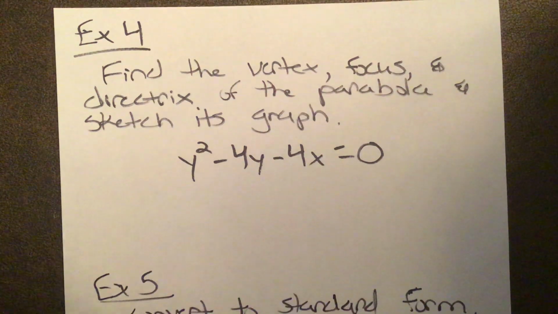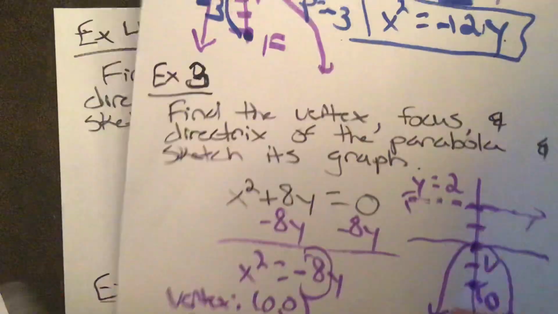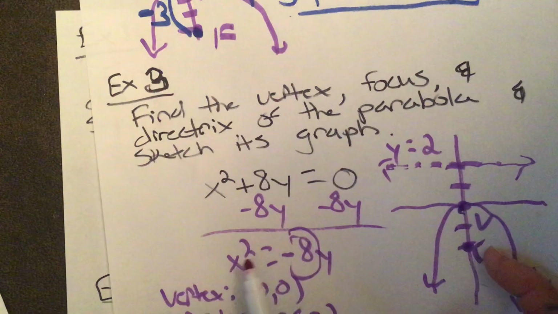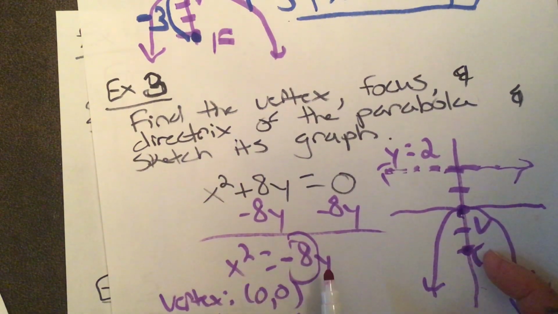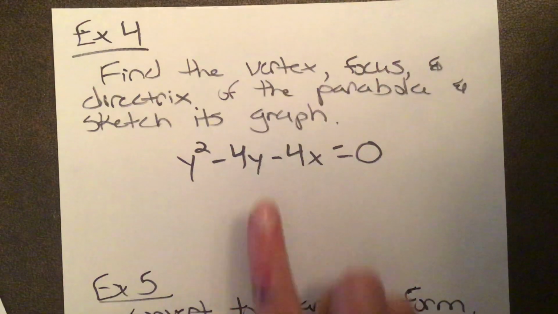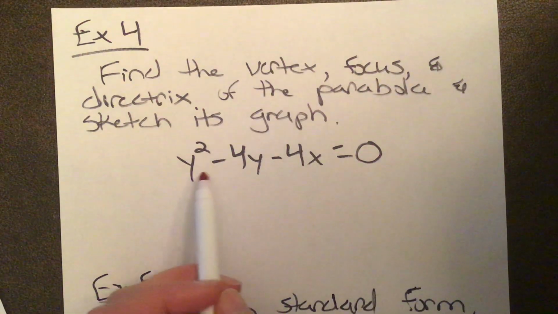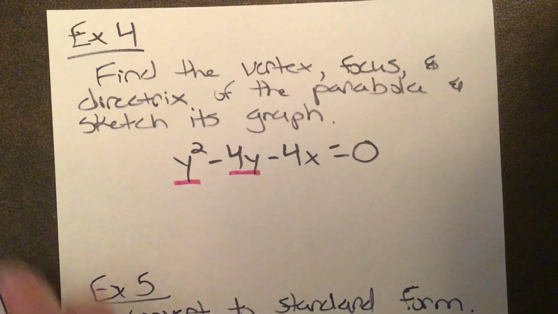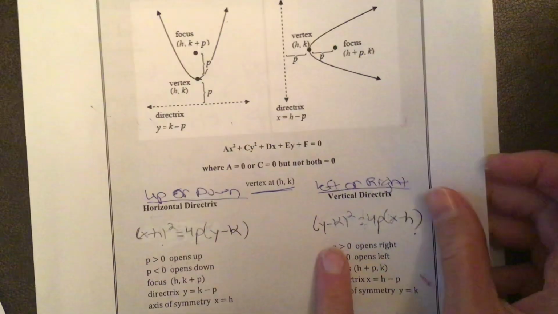Now, what makes this one different from the one we just did is that in that one we only had x squared, so we were able to move that 8y over, and then we had x squared equals negative 8y. The problem with this one is we have y squared and negative 4y. So this is one where we're going to have to complete the square on the y so that it turns into something like this, a perfect square trinomial.